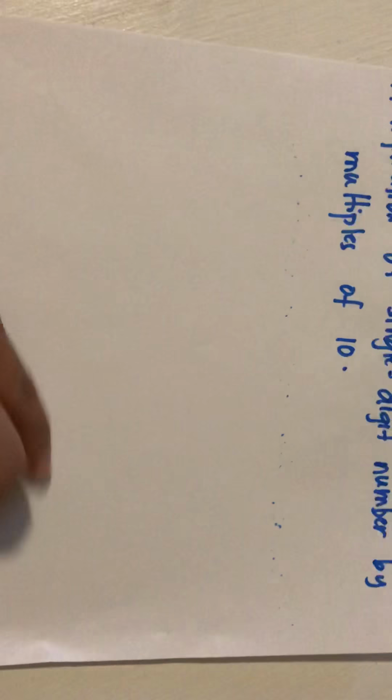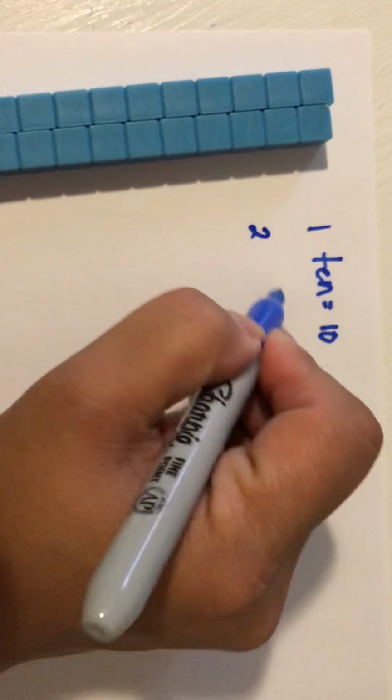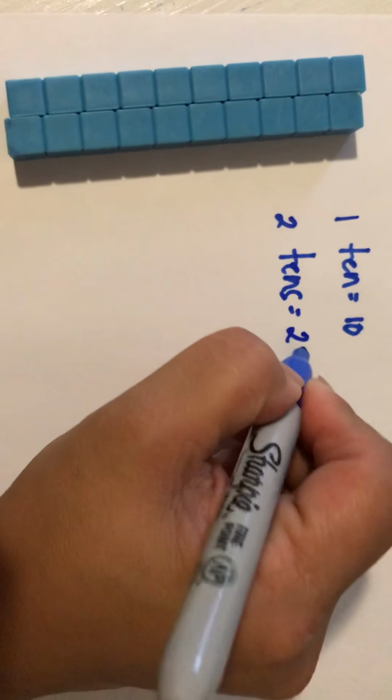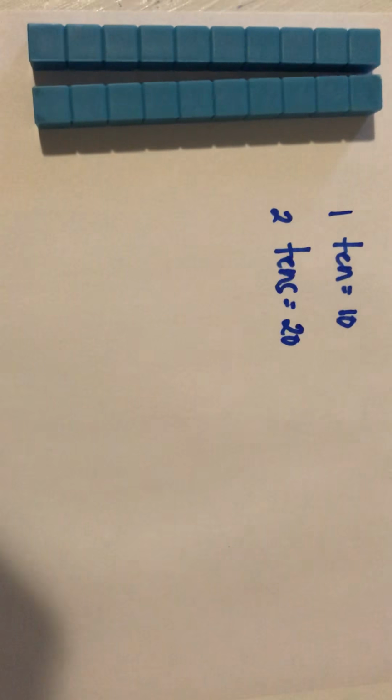So if I have, let's say for example, one of this, that means that this is equivalent to 10, right? So one ten is equal to 10. Is that right? So if I have two tens, two tens is equal to 20. I'm gonna count by 10. So that's 10, 20, right?